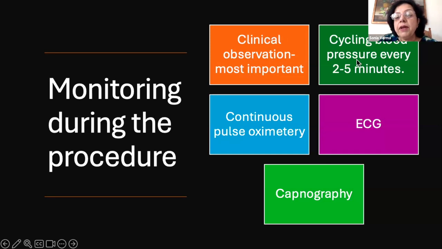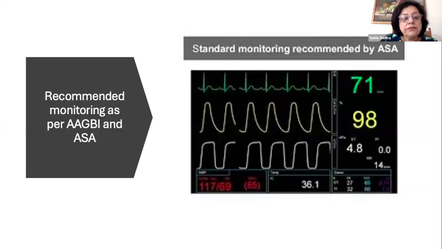One should cycle the blood pressure every 2 to 5 minutes because, as we know, sedation drugs are going to decrease the blood pressure. There should be a continuous pulse oximetry for every patient. The ECG to be done in the elderly. Capnography is now a recommended one, but very shortly it is going to become a mandatory monitoring equipment.